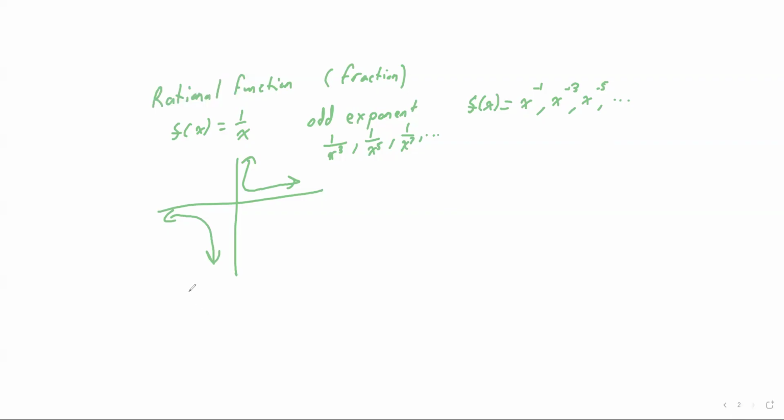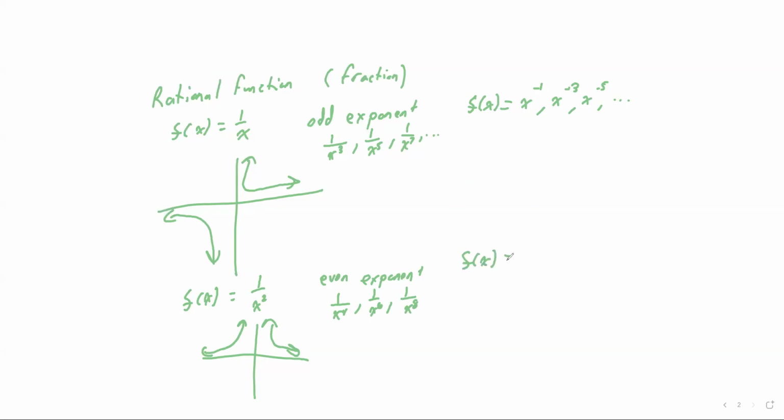Another type of rational function could be written as such, 1 over x squared. These shapes are going to have one branch in quadrant 2 and one in quadrant 1. And again, these will be for even exponents. So you could have 1 over x to the fourth, 1 over x to the sixth, 1 over x to the eighth, or again, could also be written as x to the negative 2, x to the negative 4, or even x to the negative 6, and so on and so on.